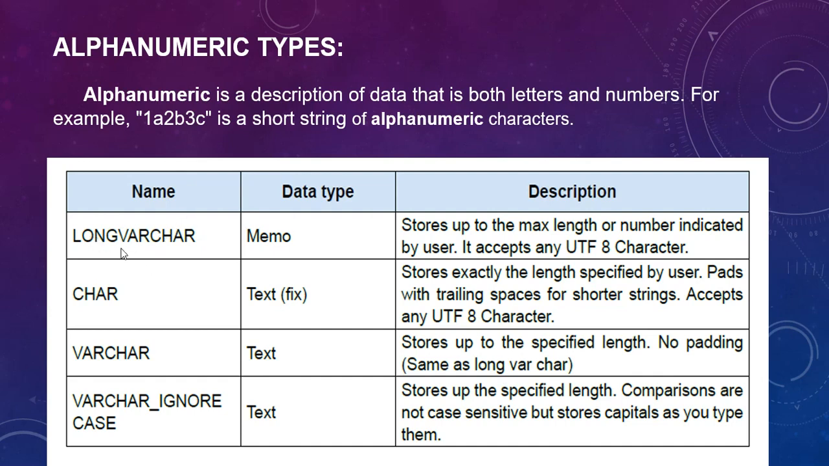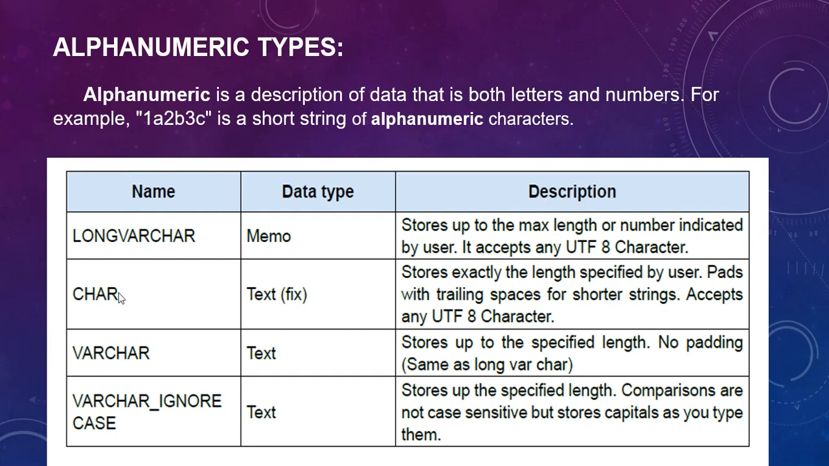Here I gave some different types of alphanumeric types. The first one, long varchar. Long means we can store lengthy data in the long varchar type. Var means variable, char means characters. It can store up to the maximum length indicated by the user. It accepts any UTF-8 character. UTF stands for Unicode Transmission Format, up to the character limit of 8.